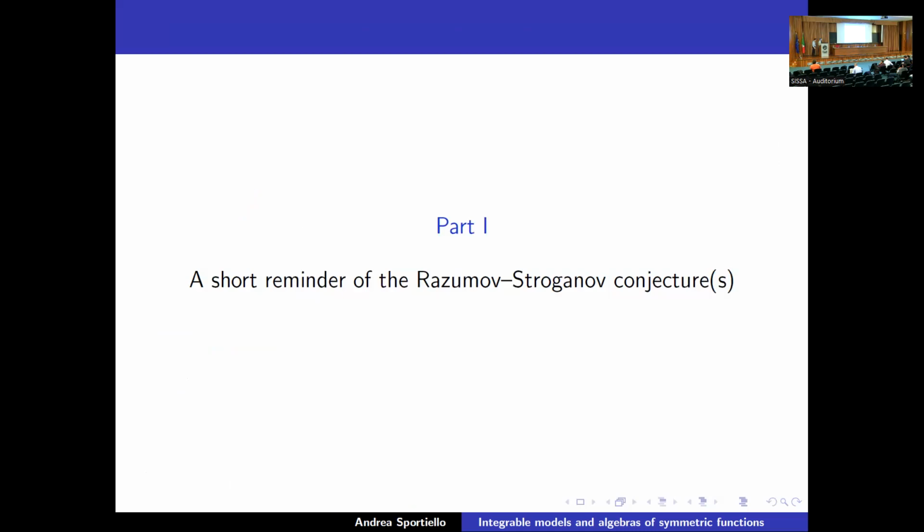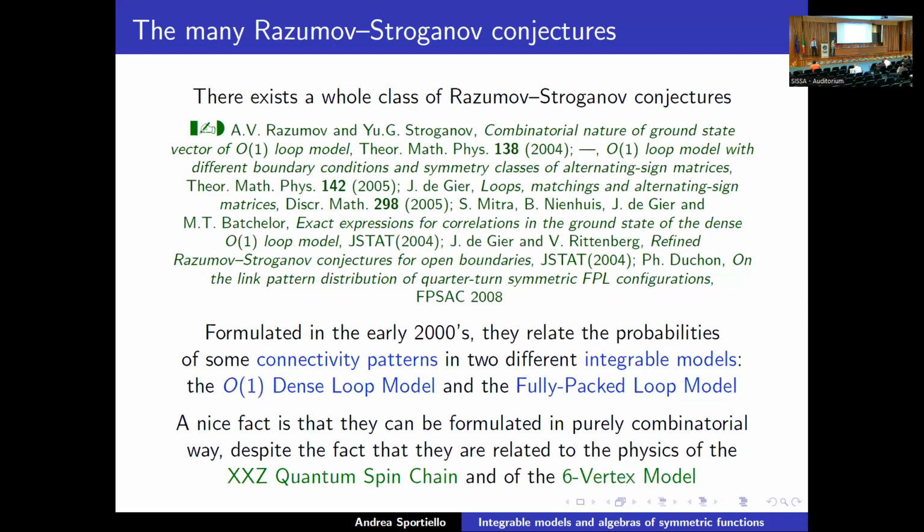So, the topic is the Razumov-Stroganov conjecture, which is in fact a short name for a set of conjectures which accumulated in the early 2000s around two different integrable models: the O(1) dense loop model on a cylinder in its first incarnation, and the fully packed loop model, which is another way of seeing the 6-vertex model on the square domain.